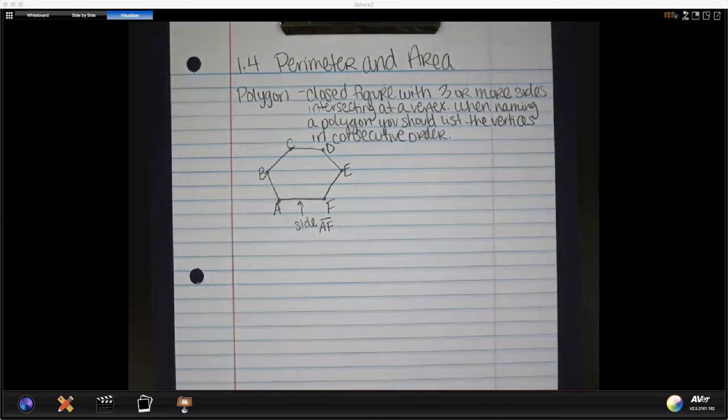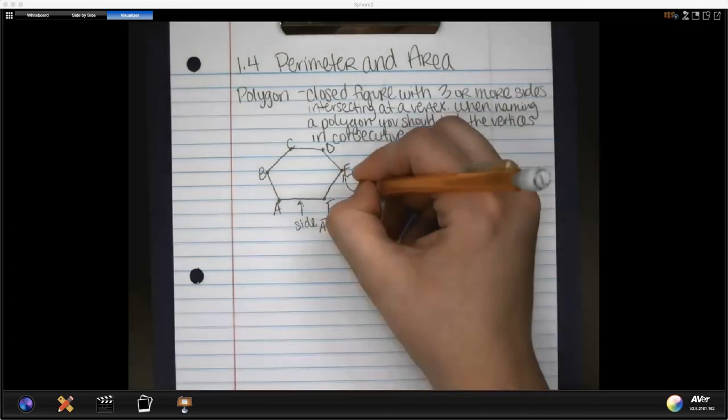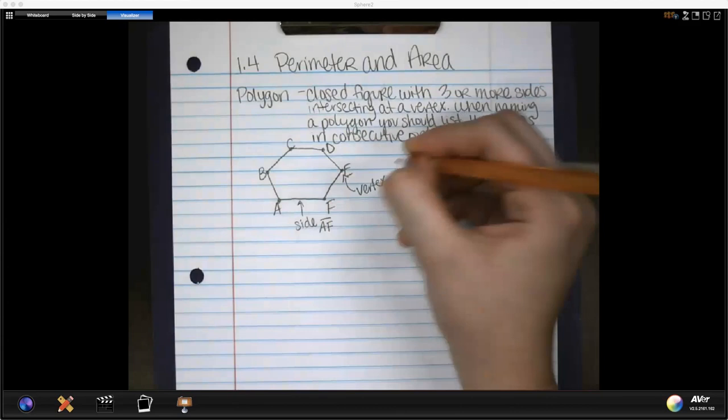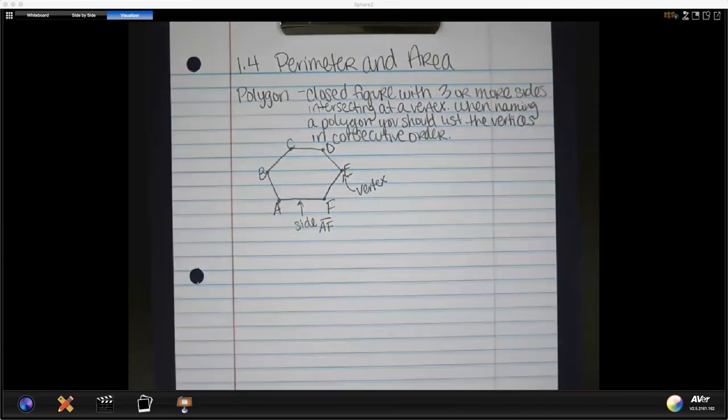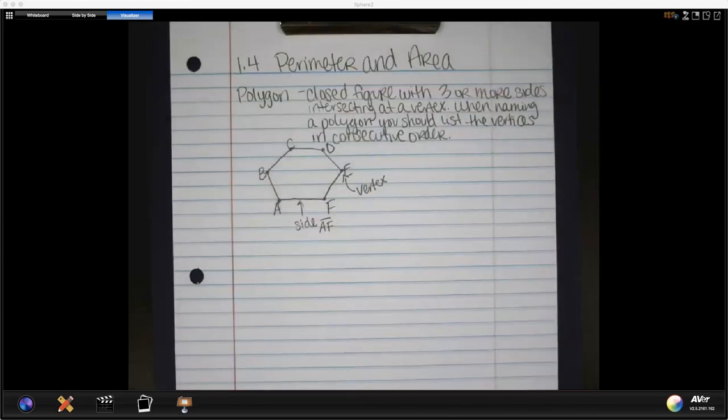Okay, what is a vertex? What do we think the vertex is? They're the corner points. Good. Okay. So the vertex is where the sides intersect and meet. So all your corners are your vertices.